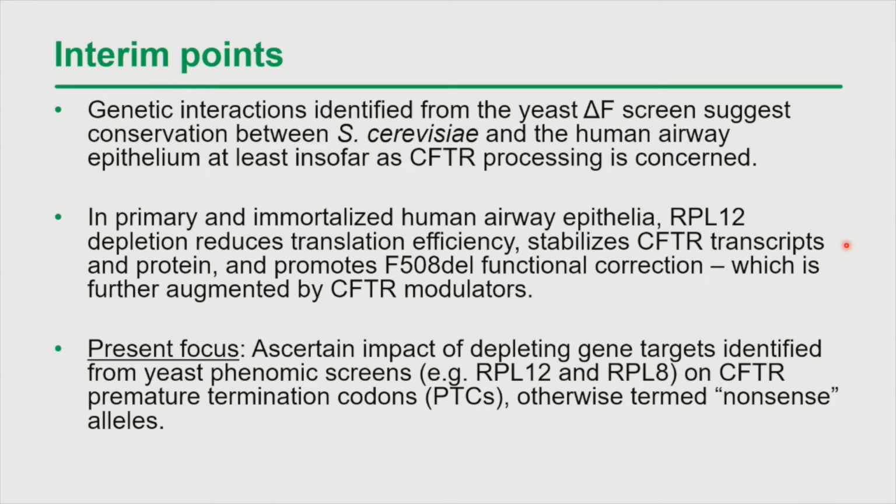So our present focus is to ascertain the impact of depleting gene targets like RPL12 and RPL8 and others that have been identified from yeast phenomic screens on the CFTR premature termination codons, or otherwise termed nonsense variants.